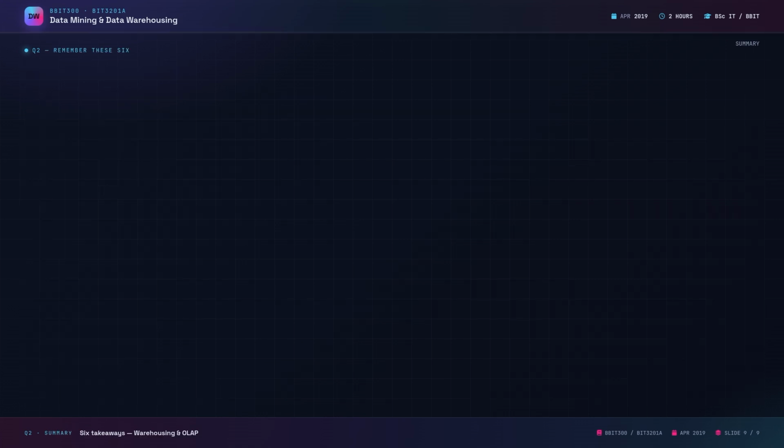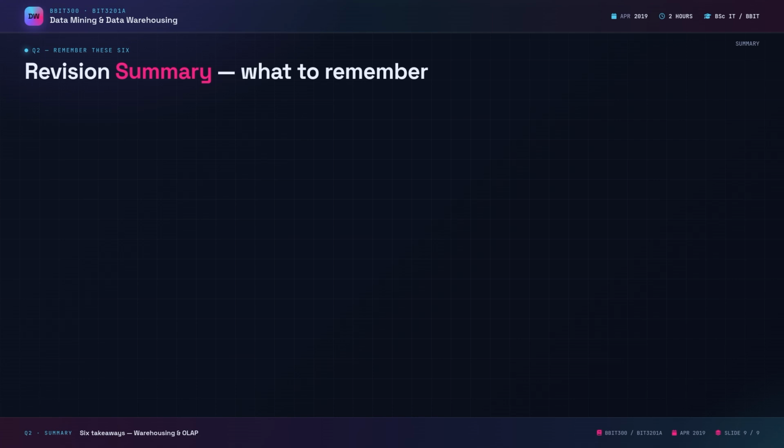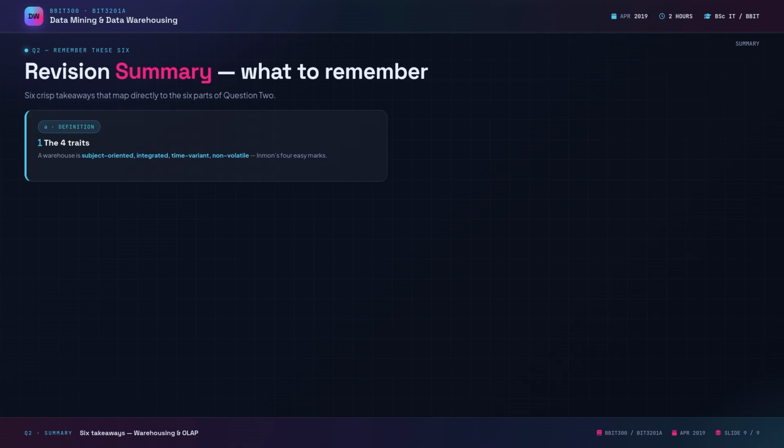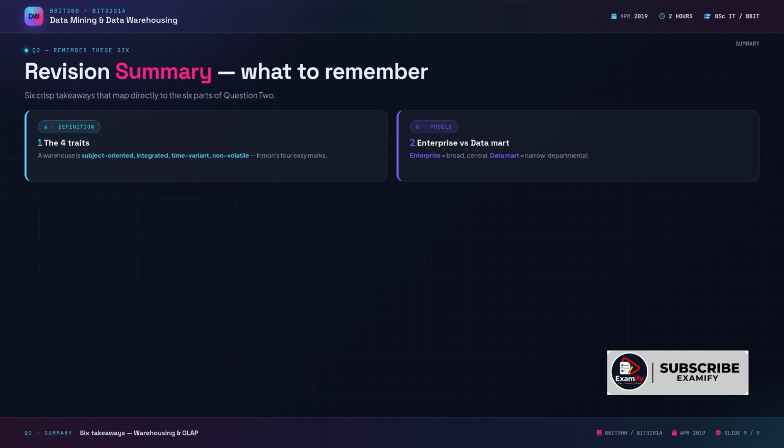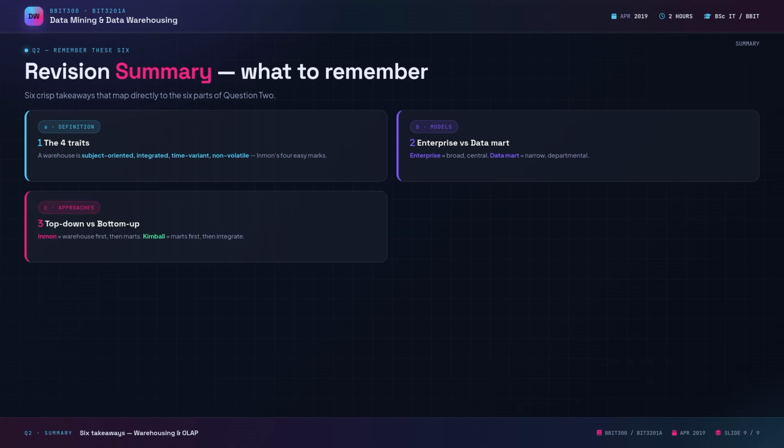Let's wrap up with the 6 key takeaways from question 2. Part A, a data warehouse is subject-oriented, integrated, time-variant, and non-volatile. Those are Inmon's 4 easy marks. Part B, enterprise means broad and central, while a data mart means narrow and departmental. Part C, Inmon means warehouse first, then marts, while Kimball means marts first, then integrate. Part D, the design steps run requirements, then conceptual, then logical, then physical.